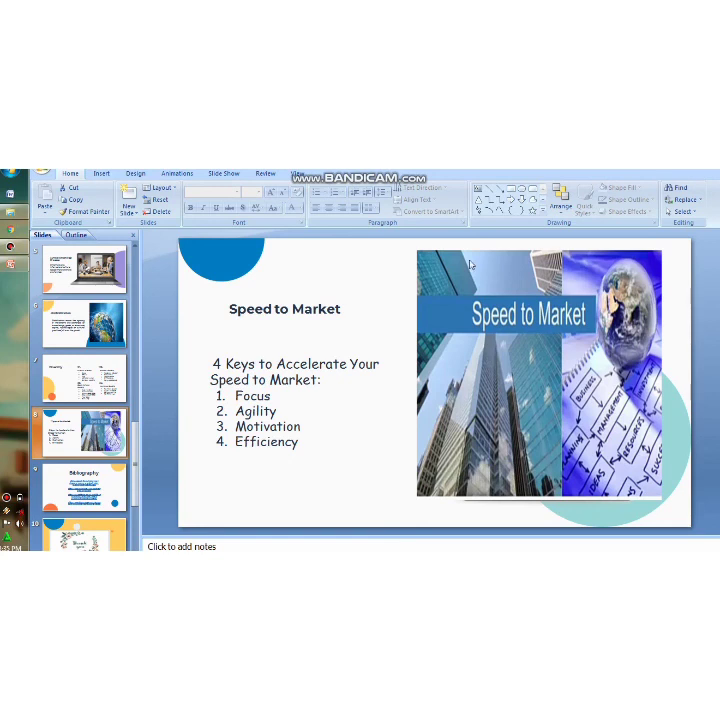There are four factors to accelerate your speed to market. The first is focus, the second is agility, the third is motivation, and the last is efficiency.